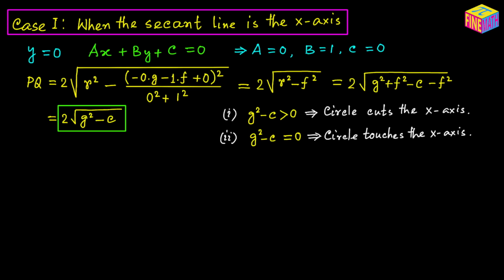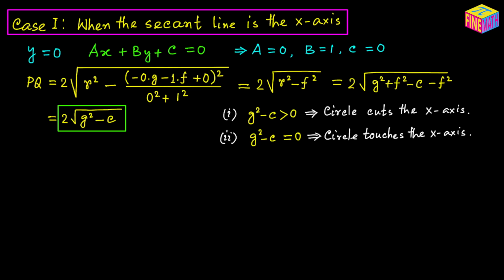P and Q, they will be coincident. Their length would be 0. That means the circle is actually touching the x-axis. So for a circle to touch the x-axis, this condition has to be true: g squared minus c has to be equal to 0. That means g squared has to be equal to c. And for the circle to cut the x-axis, g squared has to be greater than c.